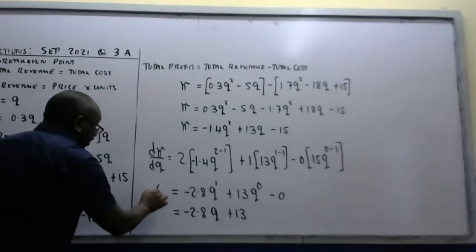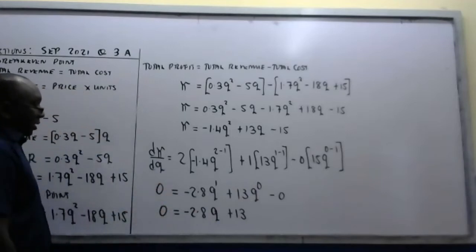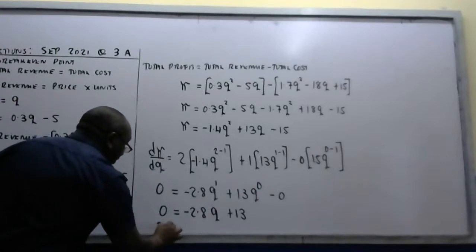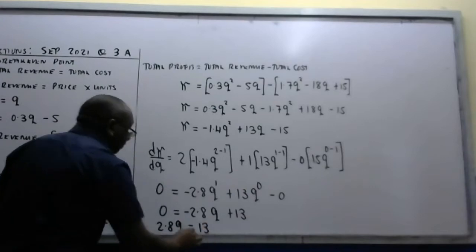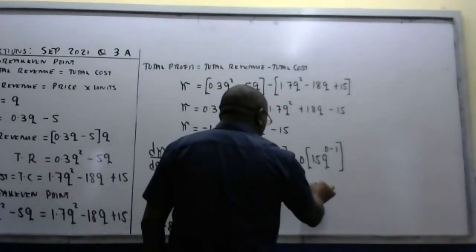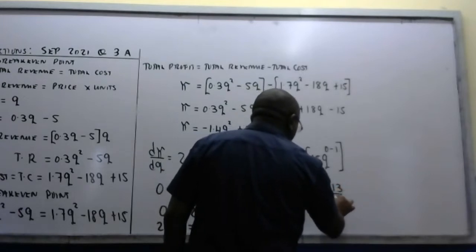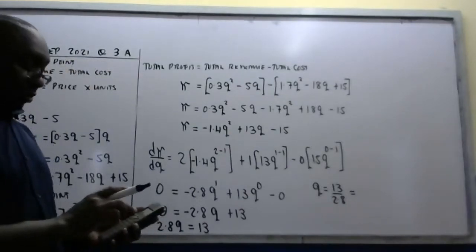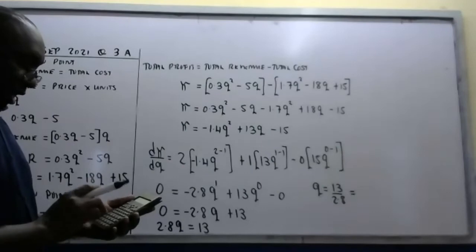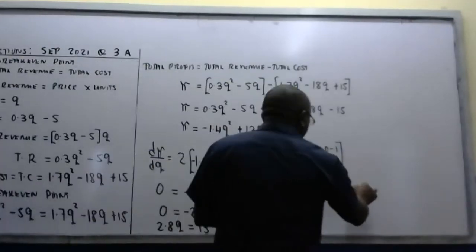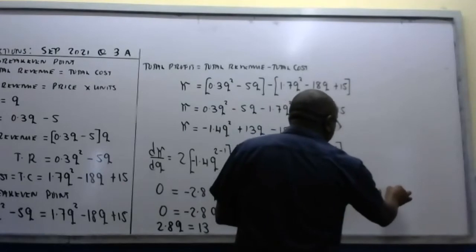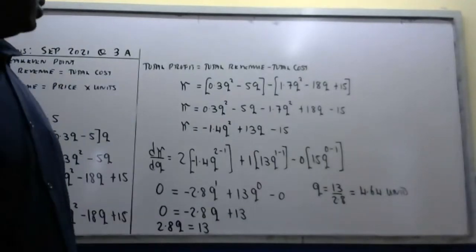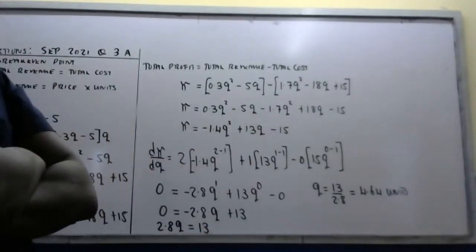And remember, we are saying this is equal to 0. That is what we have said. So if that is equal to 0, then 2.8q is equal to 13. And it then means that q will be 13 divided by 2.8. That gives you 4.64 units. So if you want to maximize profits, you must produce and sell 4.64 units.